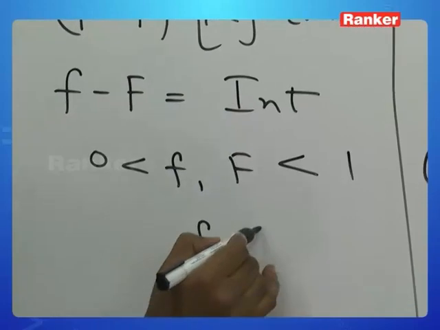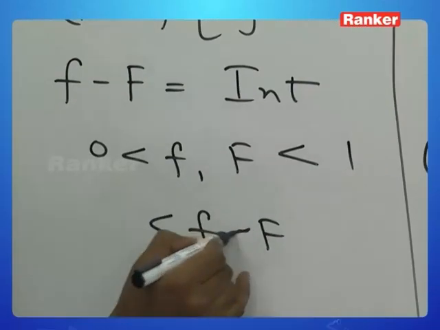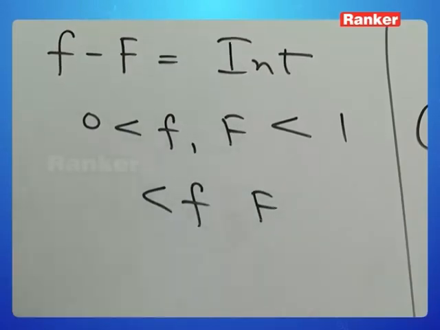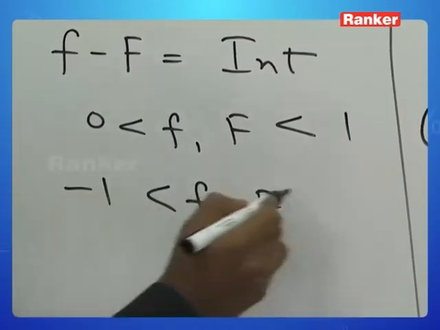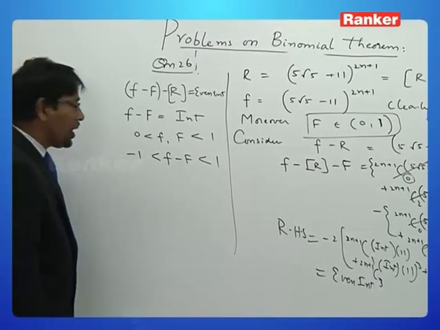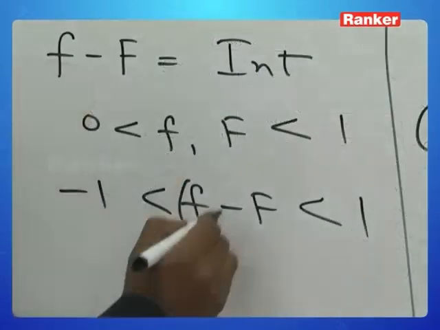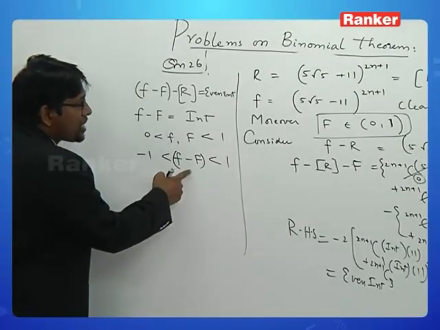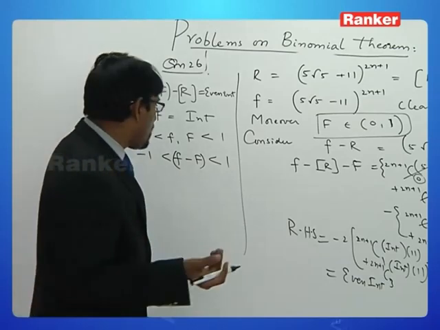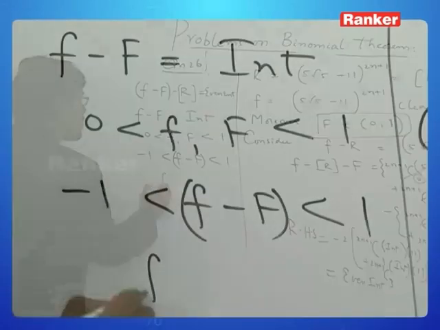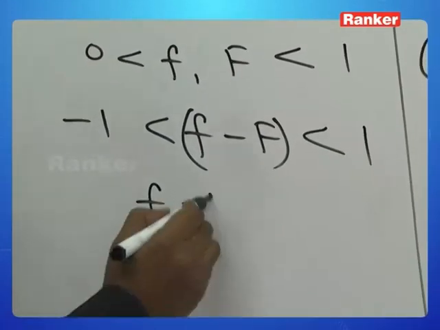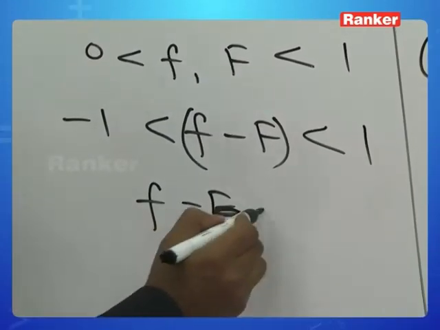So what can you say about f minus capital F? f minus capital F should lie between minus 1 to 1. Okay, but f minus F is an integer. What's the only integer between minus 1 to 1? It has to be 0. So f minus F has to be 0.